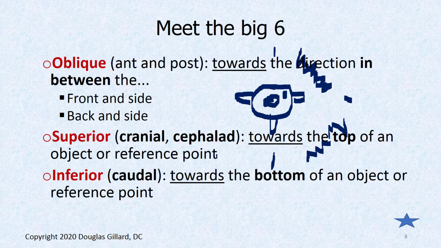Right? Superior and inferior are easy. Here's the AKAs for superior: cranial and cephalad. And inferior means kind of toward the bottom. Caudal is the AKA. Superior means toward the top.